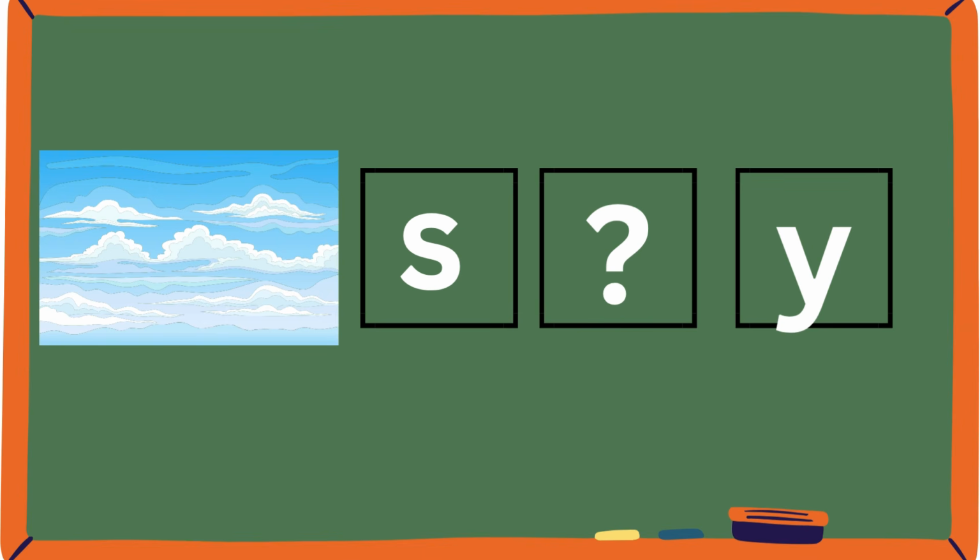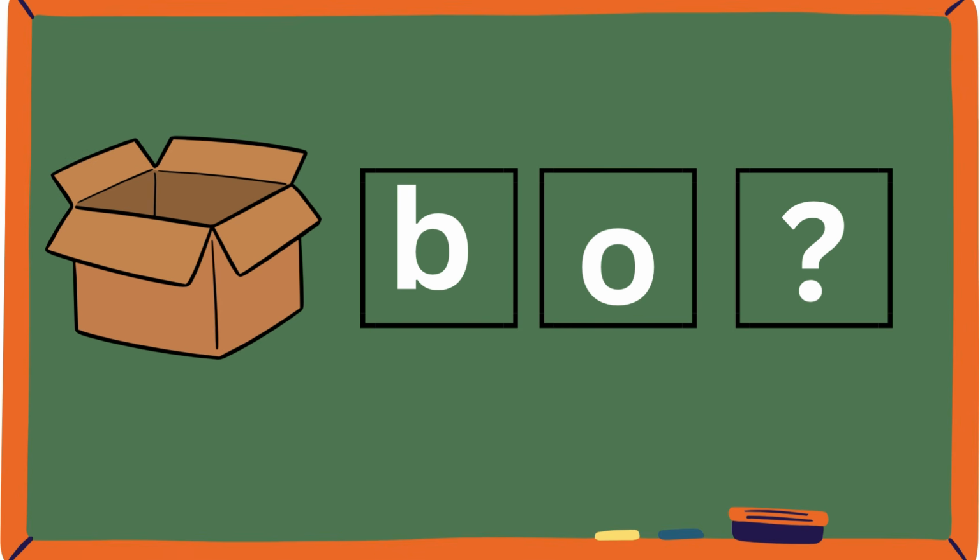So, let's move on to the second one. Okay, this one is nice. Let's look at the picture. If you said K, spot on. So, this is a sky, as you can see in the picture, so K is the missing letter. Let's go. And then a question mark. Okie dokie. Look at the picture. If you said X, great work. It is B-O-X, box, as you can see in the picture.